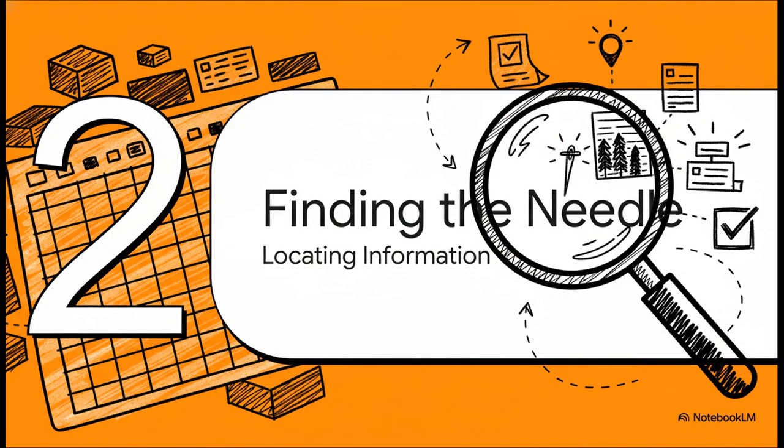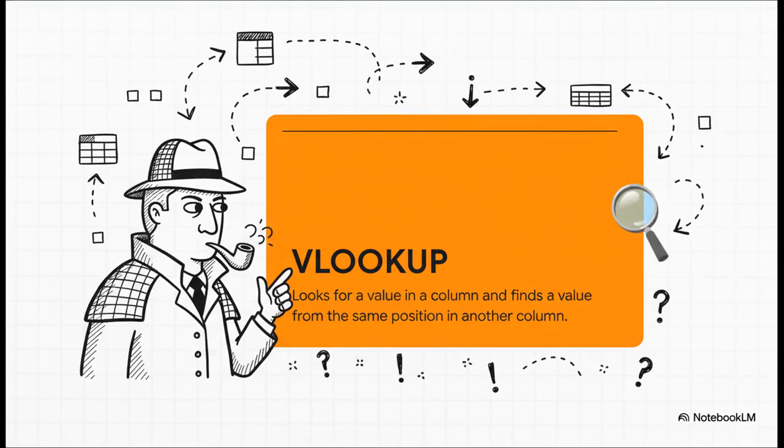Okay, so our data is organized. That's a huge step. But what if you need to find that one specific piece of information? The needle in a haystack of thousands of rows. Well, that's where our next tool comes in. For that, we use something called VLOOKUP. Honestly, you can think of it like a data detective for your spreadsheet. It goes and finds the clues for you.